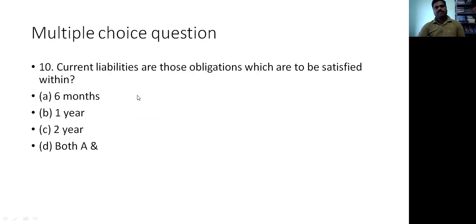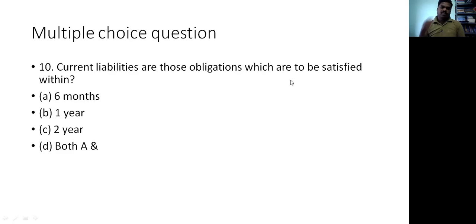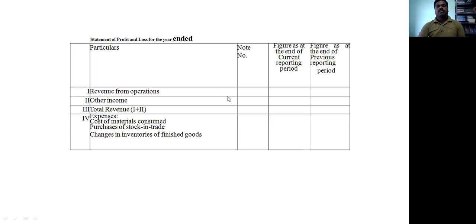For this session, the multiple choice question will be: current liabilities are those obligations which are to be satisfied within, whether it is 6 months, 1 year, 2 years, or both. These are the references. While understanding the balance sheet format, you must know how this profit and loss account, the income statement for this period, is prepared, and all the note numbers are compulsory.